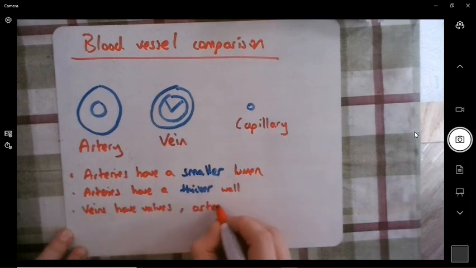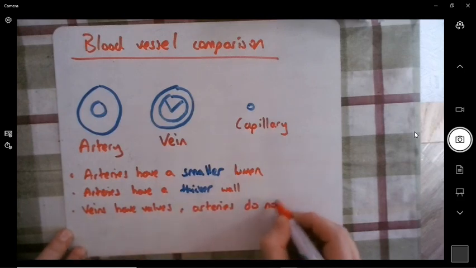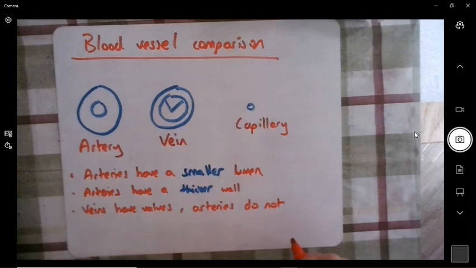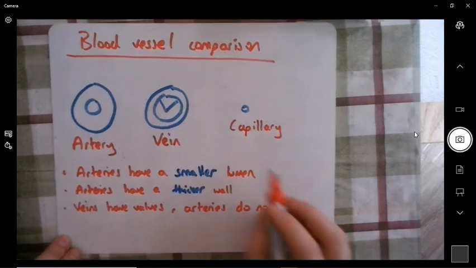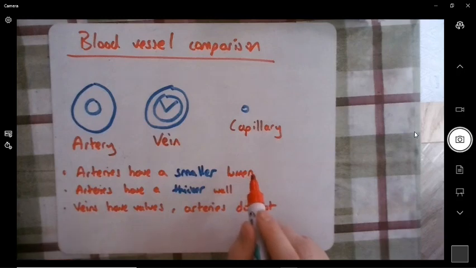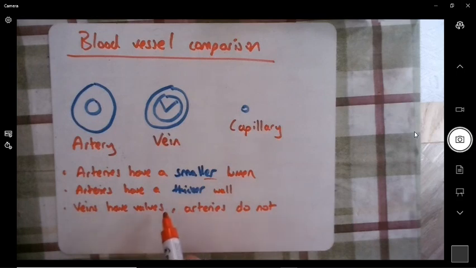But if you want to make it a comparison, you then have to say arteries do not. It's very easy in an exam to say arteries have a smaller lumen, and that is a comparison because you've used the word smaller. But you can't say veins have valves. That's not a comparison, that's not a word. You have to say arteries do not to guarantee yourself that you get that credit.